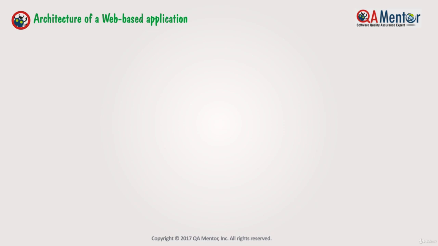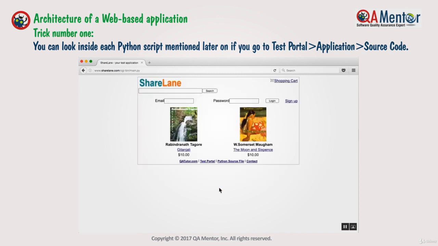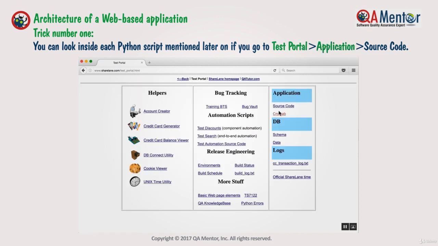First, let's learn a couple of tricks. Trick number 1. You can look inside each Python script mentioned later on if you go to Test Portal, Application, Source Code.